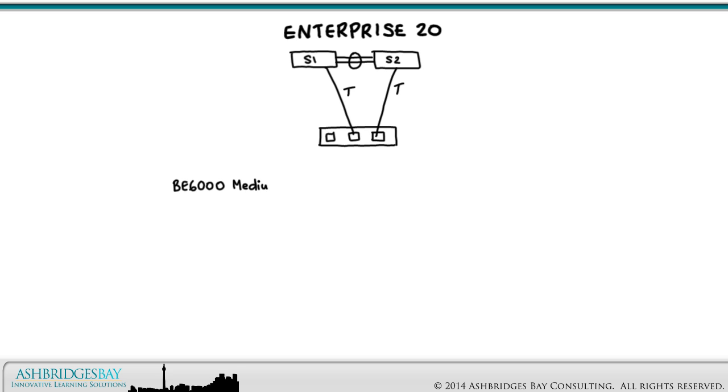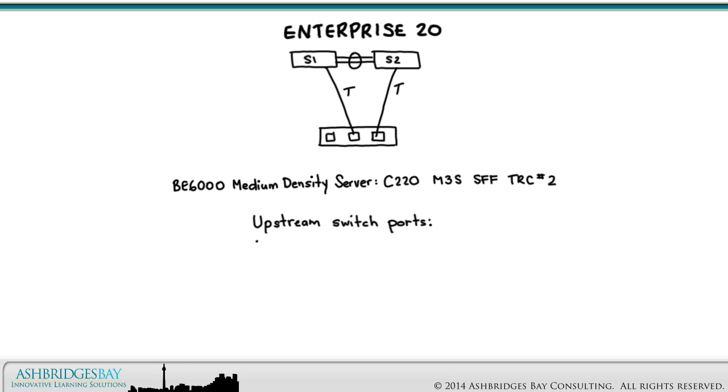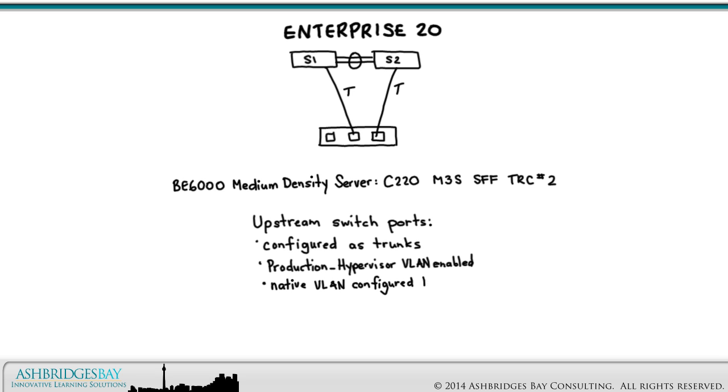The remaining two ports on the LOM card will be connected to different upstream switches. This is the configuration for the BE6000 medium density server C220 M3S small form factor tested reference configuration number 2. We'll add drawings for other C-Series TRCs as soon as we can. The switch ports to which these LOM ports are connected will be trunk ports. The production Hypervisor VLAN will be enabled on the trunk. The native VLAN will be configured as an unused VLAN and port fast for trunking will be enabled.